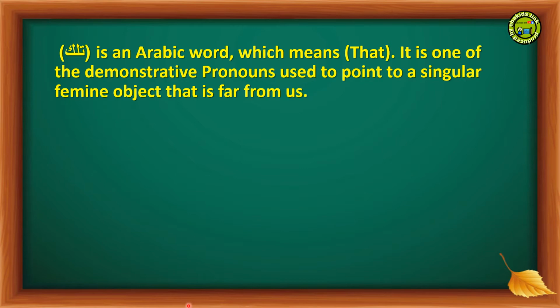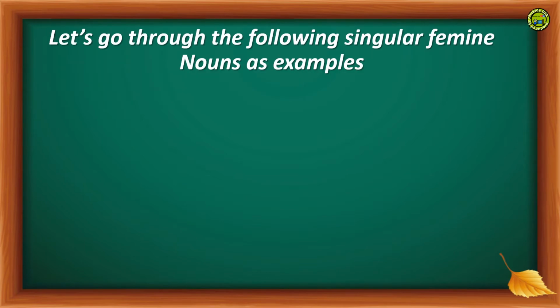Tilka is an Arabic word which means that. It is one of the demonstrative pronouns used to point to a singular feminine object that is far from us. Let's go through the following singular feminine nouns as examples. Let's start with darajatun. Say after me. Darajatun. Darajatun means a bicycle.